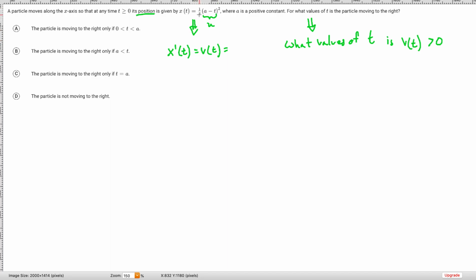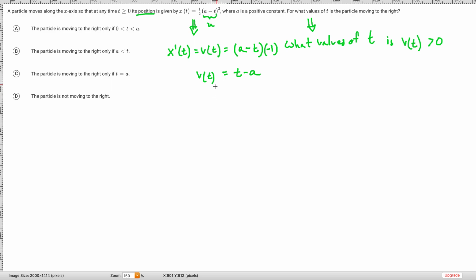So the 2 comes down times a half becomes 1. This exponent becomes a 1, and the inside stays the same, so it becomes a minus t times the derivative of u. The derivative of a is 0. The derivative of negative t is negative 1. So this becomes times negative 1, and all that times negative 1 does is flip the signs. So it becomes t minus a, which is my v of t.